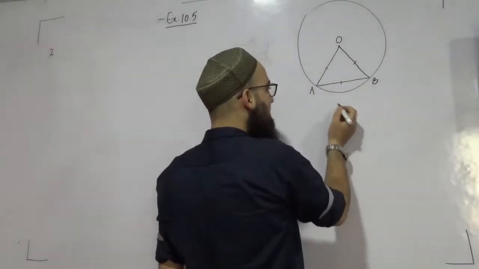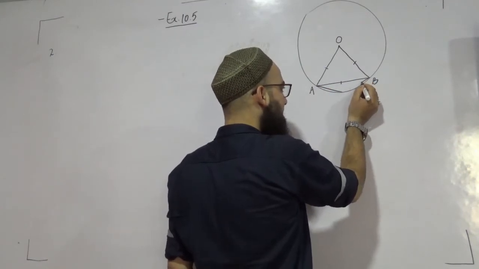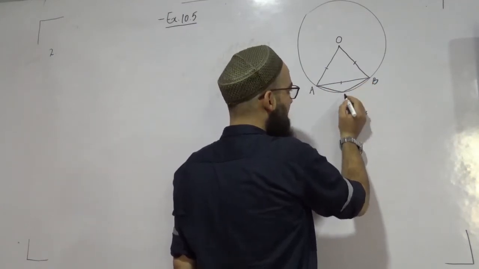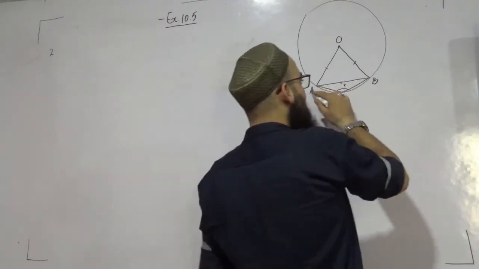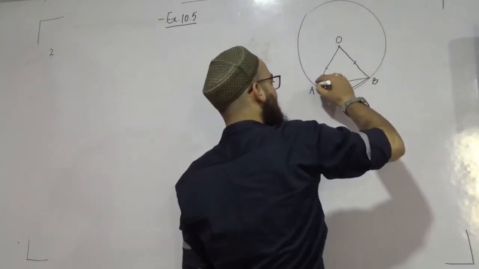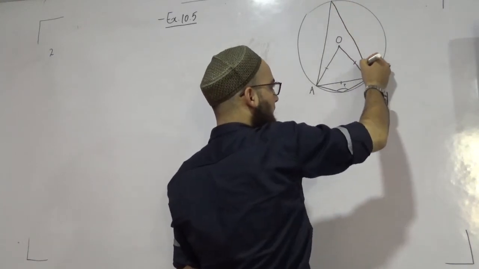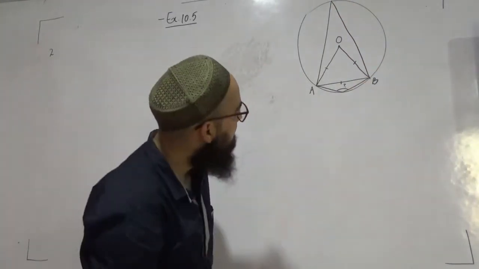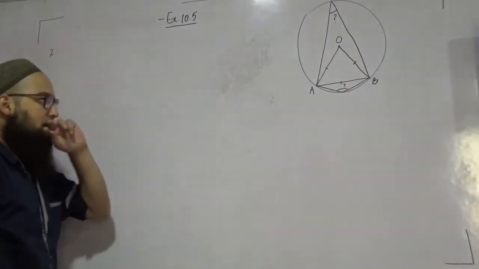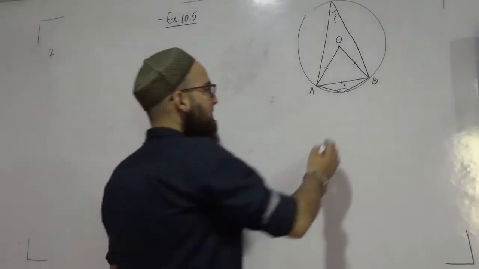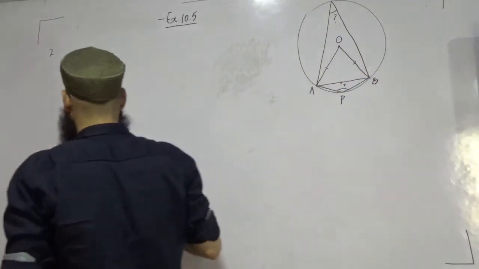The angle subtended by this chord on the minor arc is this angle. The angle subtended by the chord on the major arc is this angle. This one. So we are required to find these two angles. Let me name this point as P and this point as Q.